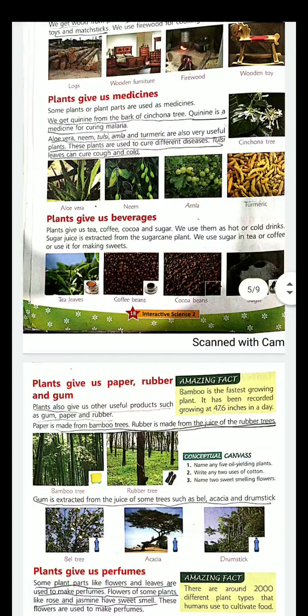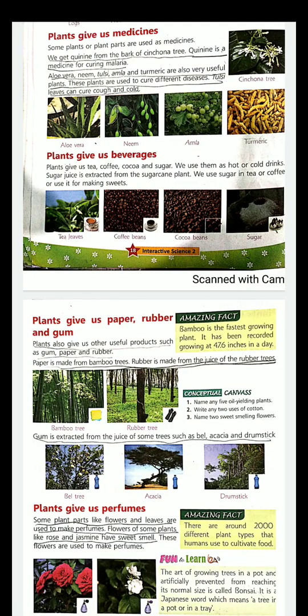Then further we studied that from plants we get paper, rubber and gum. So what do you mean by that? That means from the bamboo tree we get paper. From the rubber tree we get a juice which is used to make rubber. Then from trees like bael and drumsticks, the juice is taken out from them, and that extracted juice is used to make gum.